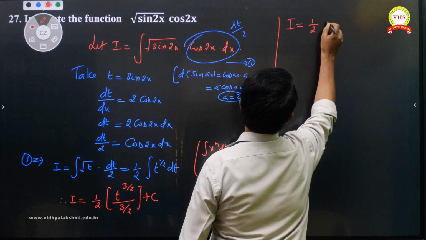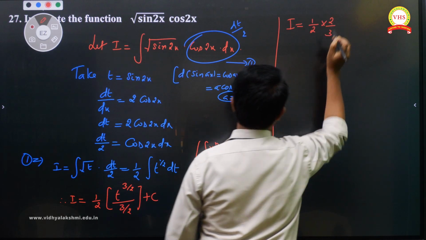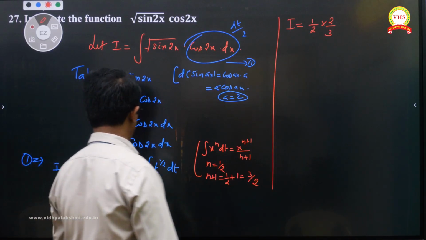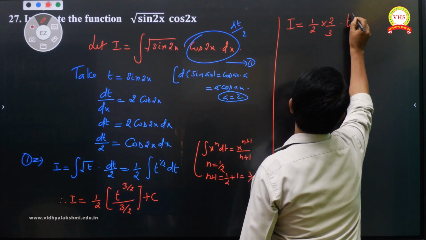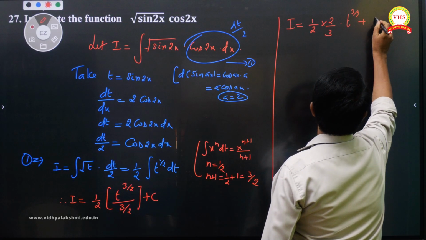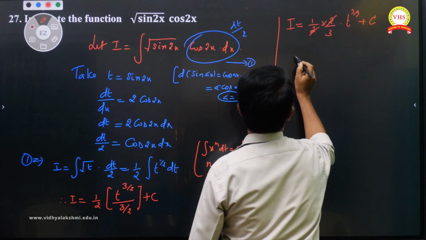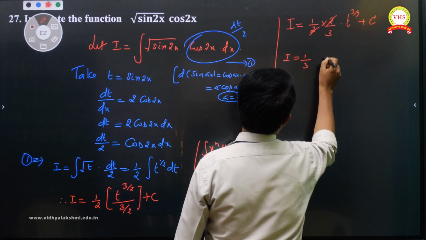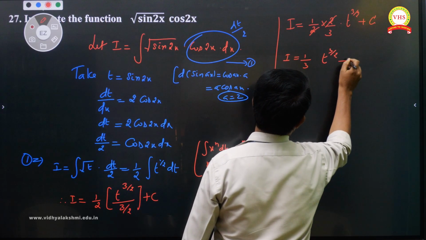1 by 2 into 2 by 3, because the denominator is 3 by 2. It is getting the numerator reciprocal into t to the power of 3 by 2 plus c. Yes, the 2 cancels. What's the remainder here? I equal to 1 by 3 into t to the power of 3 by 2 plus c.